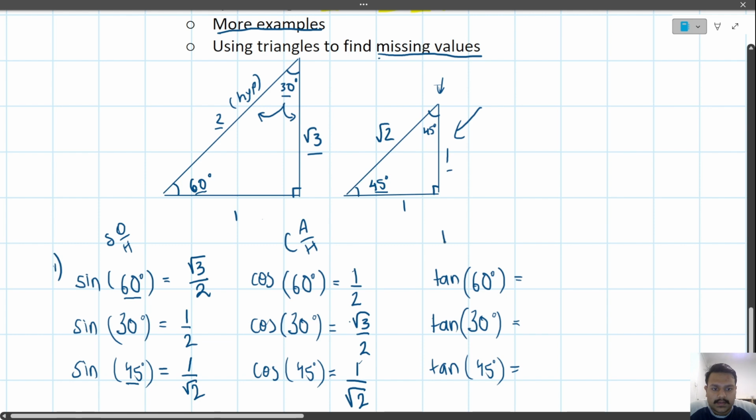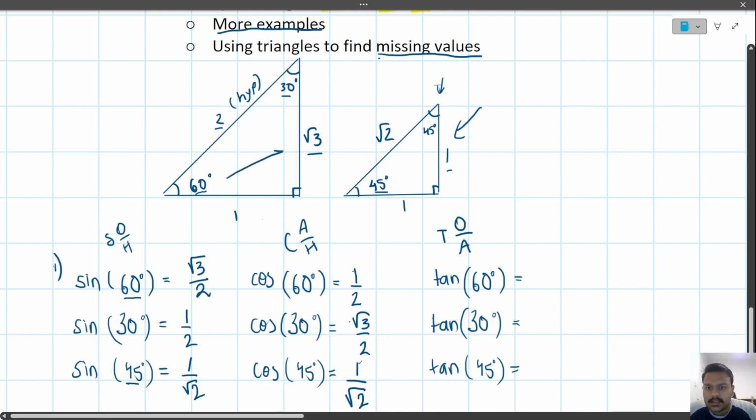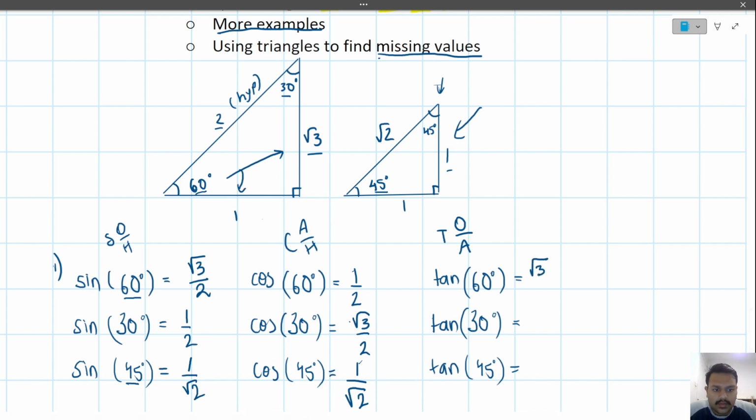Now tan is given as TOA, T-O-A, which means tan is the opposite over adjacent. In this case, we're looking at 60, so we're coming back to this triangle here. So opposite over adjacent: root 3 over 1. Now anything divided by 1 is just the number, so we can just write this as root 3.